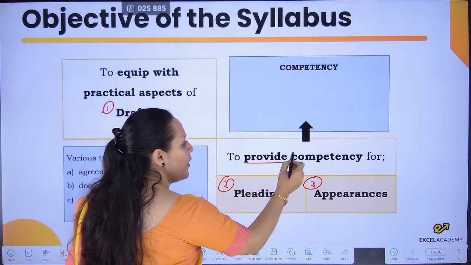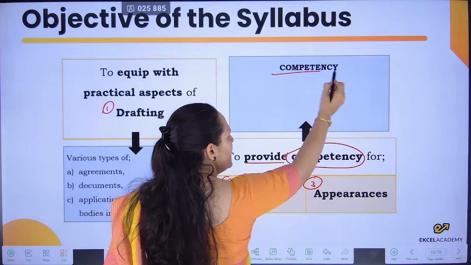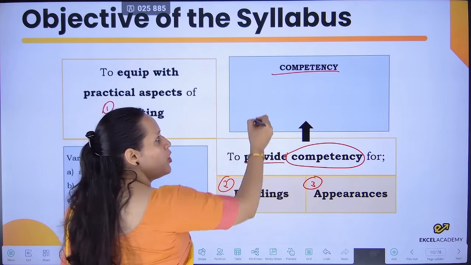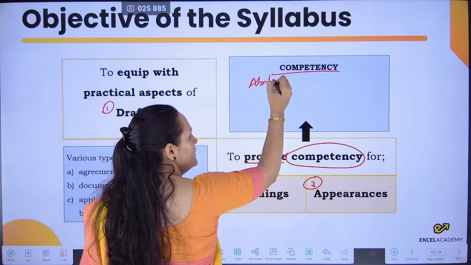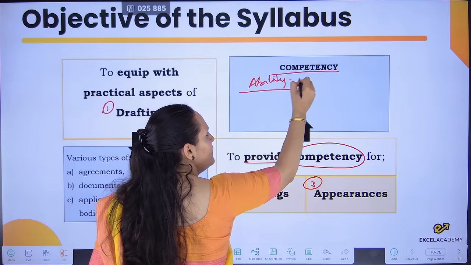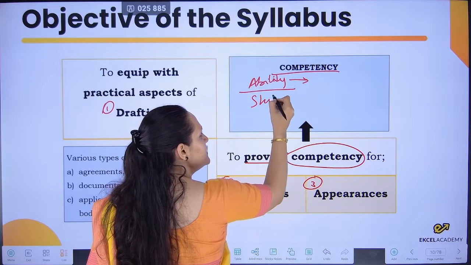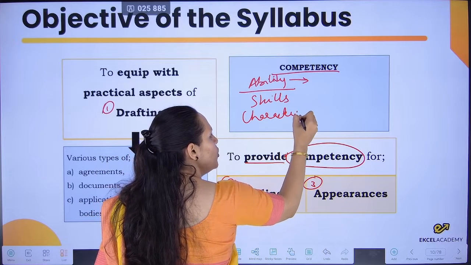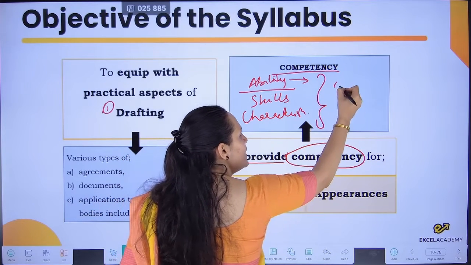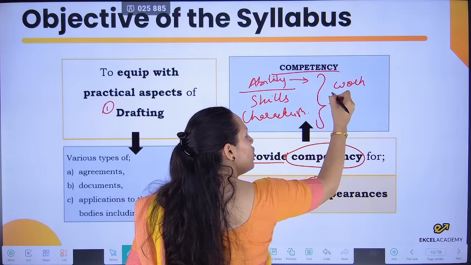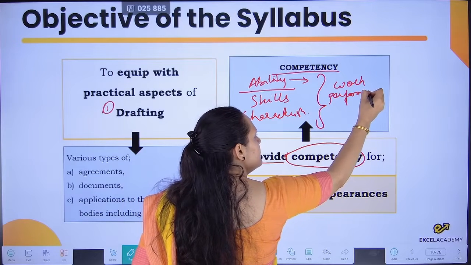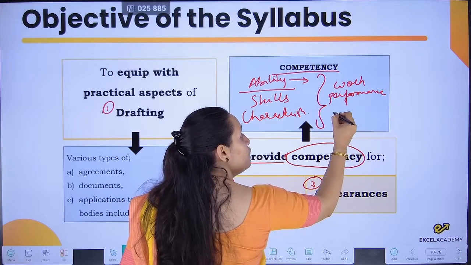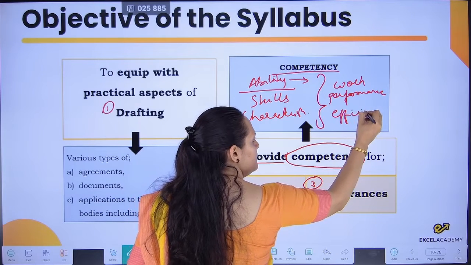They want to provide you competency. But what is the meaning of competency? It is nothing but they want you to have the ability. They want you to have the necessary skills. They want you to have the necessary characteristics so that you can execute any kind of work, so that you can perform your functions as efficiently as possible.